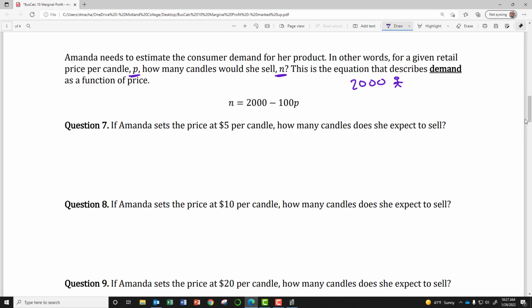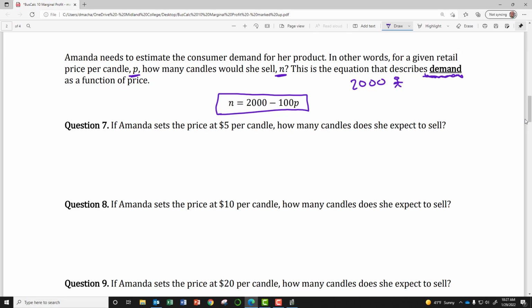So this is the equation that's going to describe our demand, which is how many candles she will sell to her consumer audience as a function of price. So N is what we would call the demand, and P is our price. This is our demand function.